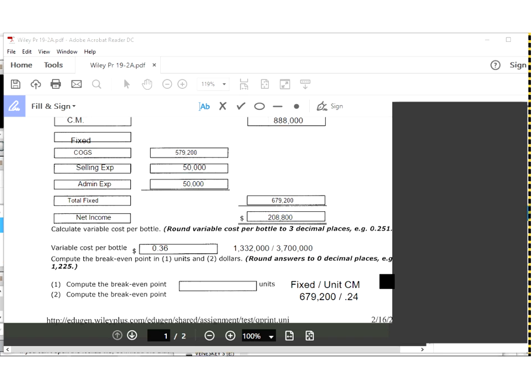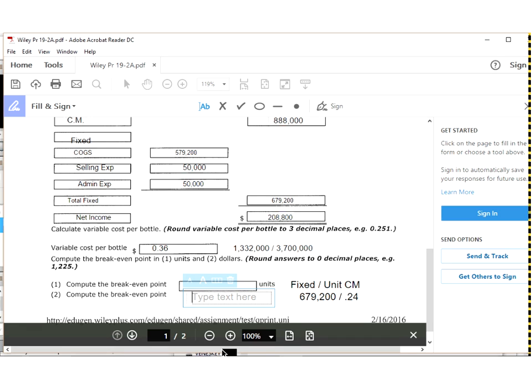So now if I simply take the $679,200 divided by 24-cent contribution margin, my break-even point in units would be 2.83 million units.